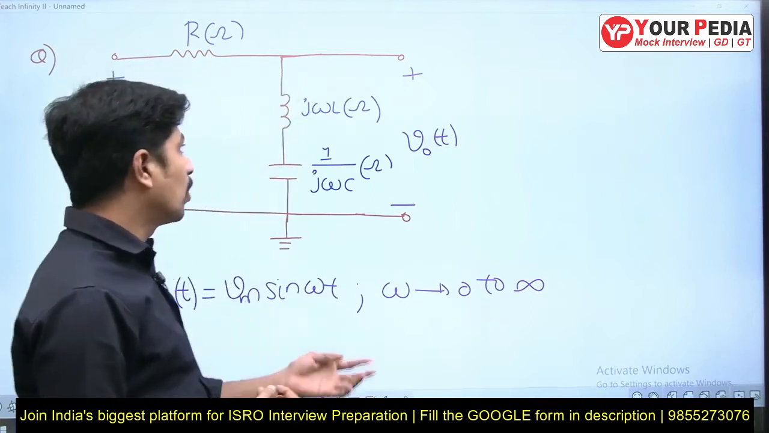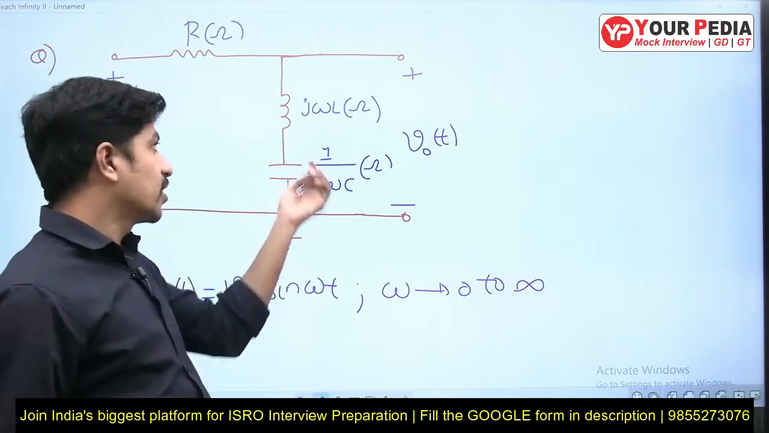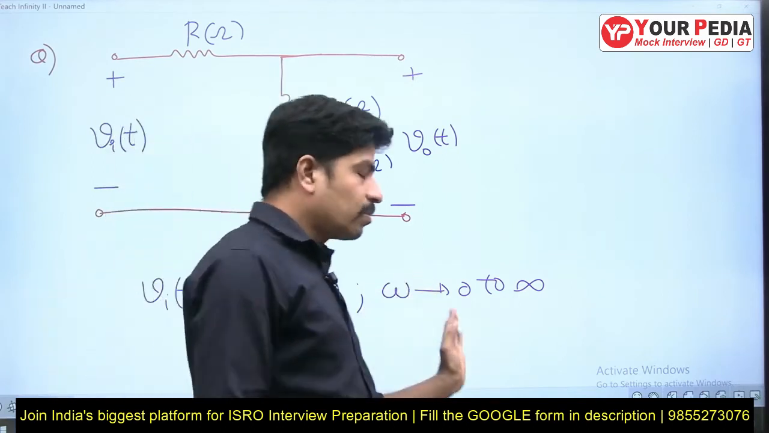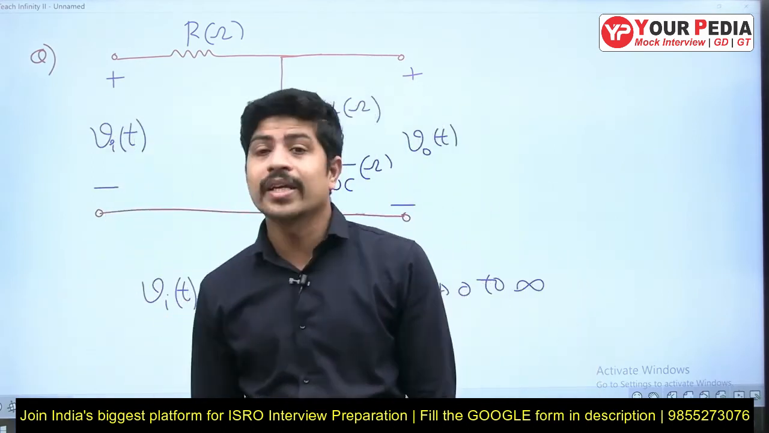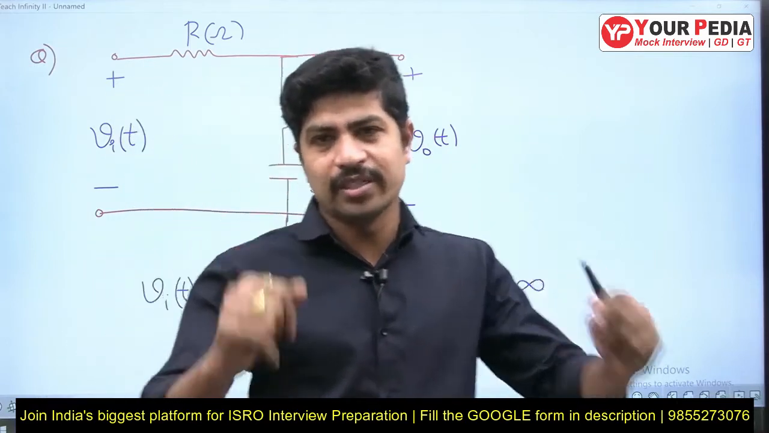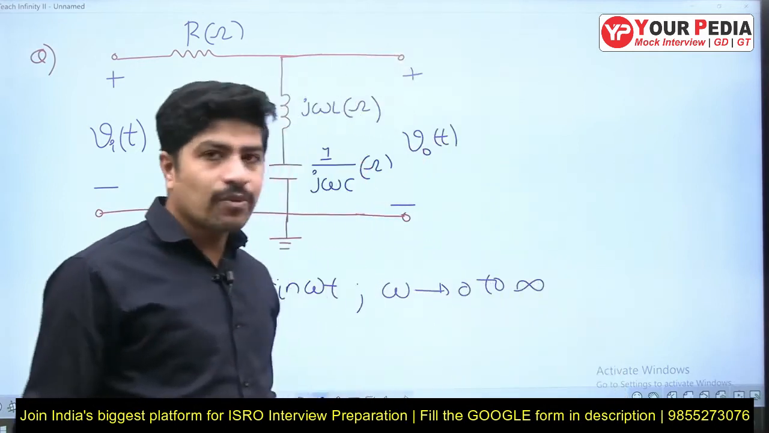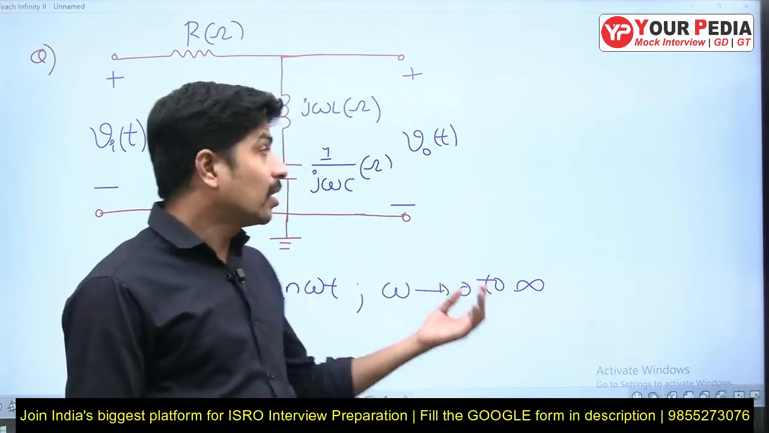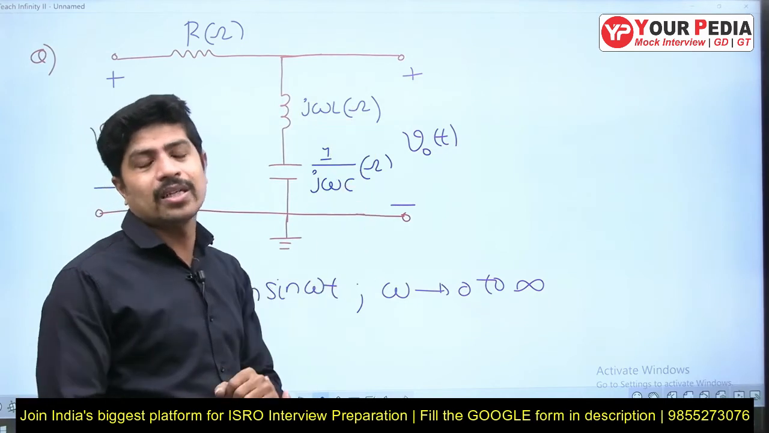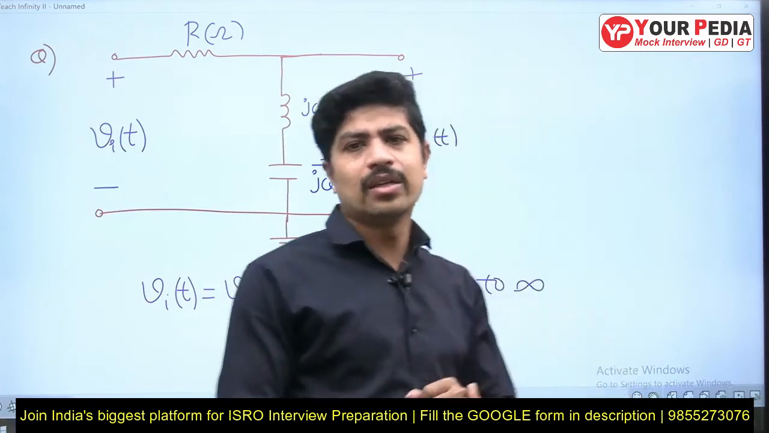But when you come to the inductive reactance and capacitive reactance, as frequency changes, this value will change as well as this value. Now he is saying if the frequency is varied from 0 to infinity and the input is Vm sin omega t, then this particular circuit will behave as what kind of a filter is the question. I'll repeat it. If the frequency is varied from 0 to infinity and the output is the combined voltage of inductor plus capacitor, then this particular circuit will behave as which type of a filter is the question.